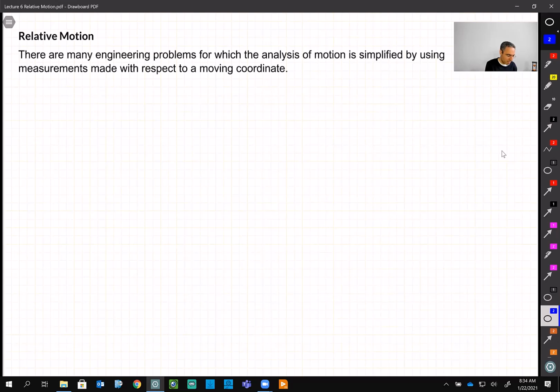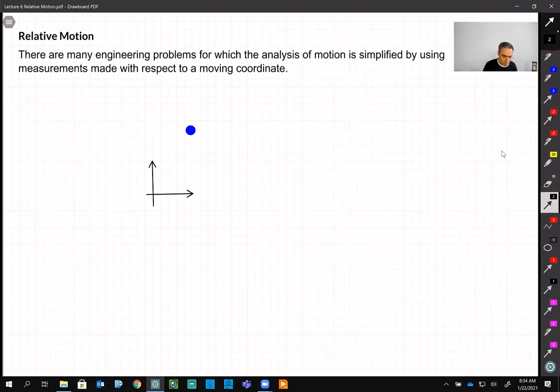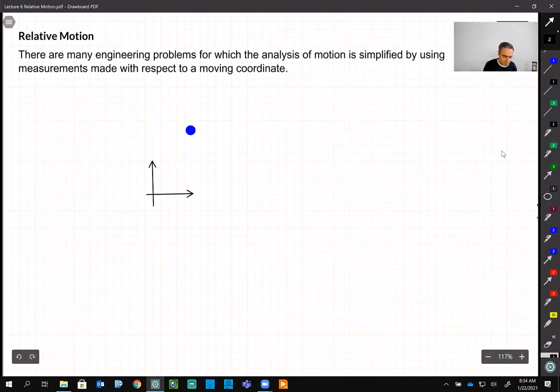So let's say we have a particle somewhere here, and let's say we have the dynamics information for this particle. For example, we have a coordinate, and let's call it x and y, x and y.